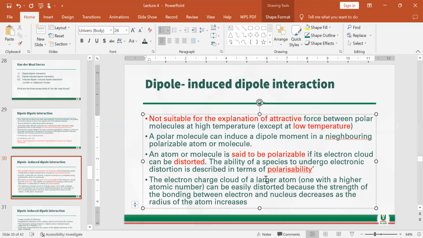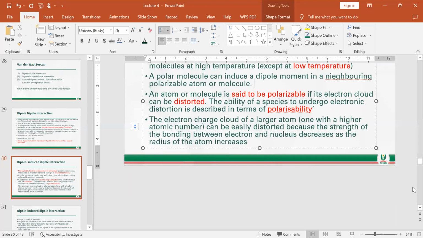The electron charge cloud of a larger atom, one with a higher atomic number, can be easily distorted because the strength of the bonding between electron and nucleus decreases as the radius of the atom increases. That means if a molecule is very large, you can easily squish it and change its structure. But if it is very small, it may be very tough because the attraction is very high. So the strength of dipole inducement will depend on the size of the molecule. A larger molecule can easily be polarized, that is, distorted, and dipole-induced dipole interaction will set in.